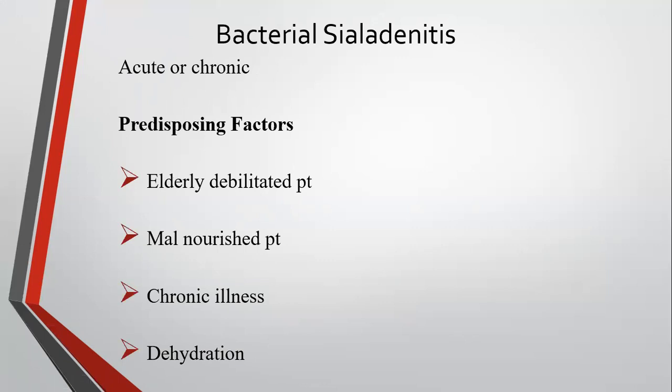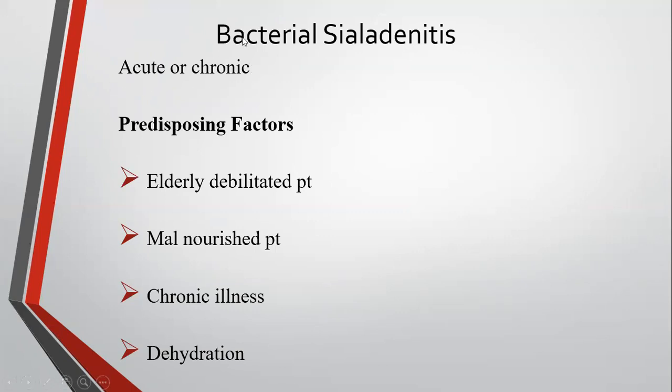Then we have bacterial sialadenitis. First we studied viral sialadenitis. Do remember that viral sialadenitis is also known as mumps, and now we are studying bacterial sialadenitis. First we discussed the sialadenitis due to viral infection, which was mumps or viral sialadenitis, and the virus causing it was paramyxovirus, do remember it. And now we are studying bacterial sialadenitis, which may be due to bacterial infection.